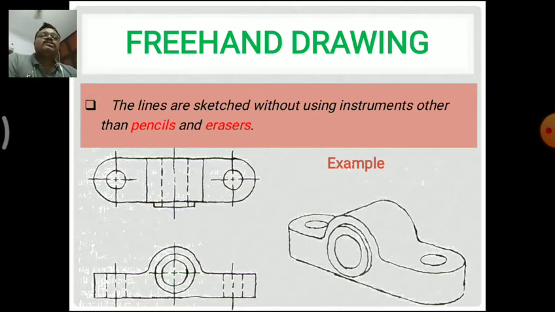So these lines and sketches are made using pencils and erasers only. We are using only one pencil and only one eraser. No dimensions have been used in this type of drawing, that is freehand drawing. We are using only our hand with the pencil. So this is known as freehand drawing.